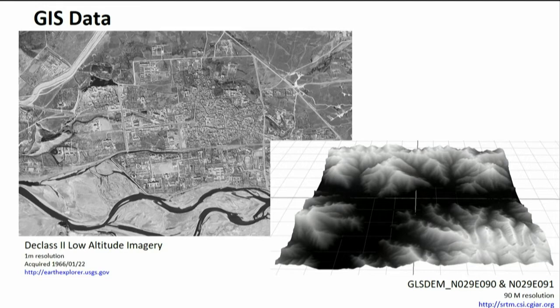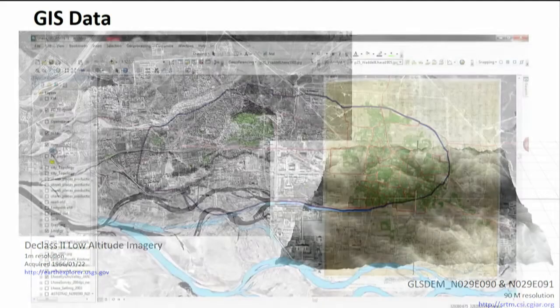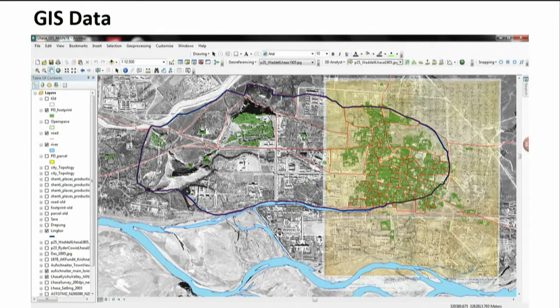And we also used a digital elevation model. We found it on the USGS website. This is the SRTM data. That's the only free digital elevation model we can find for Lhasa. It's 90-meter resolution. It's quite low, unfortunately. So it creates some problems later on, as you can see in the visualization, but that's the only data available we can use.